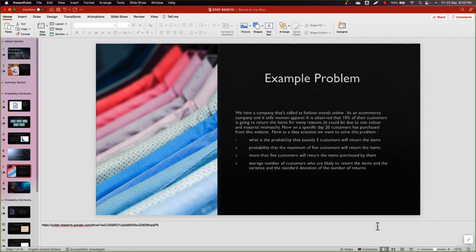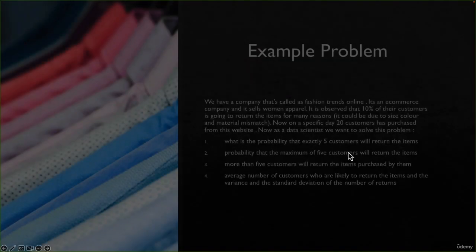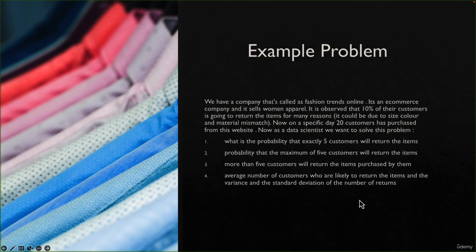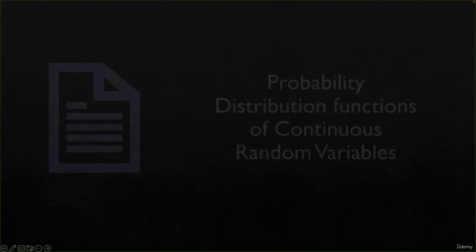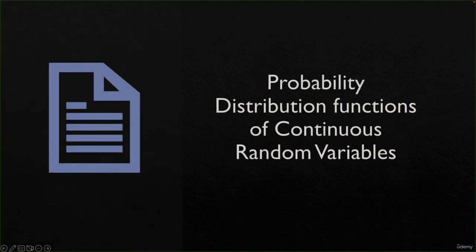Okay, now coming back to our slide. So we have now solved this problem about what is the probability that maximum 5 customers is going to return on that day or more than 5 customers and the average number of customers. Moving on. Let's look at the probability distribution functions of continuous random variable.